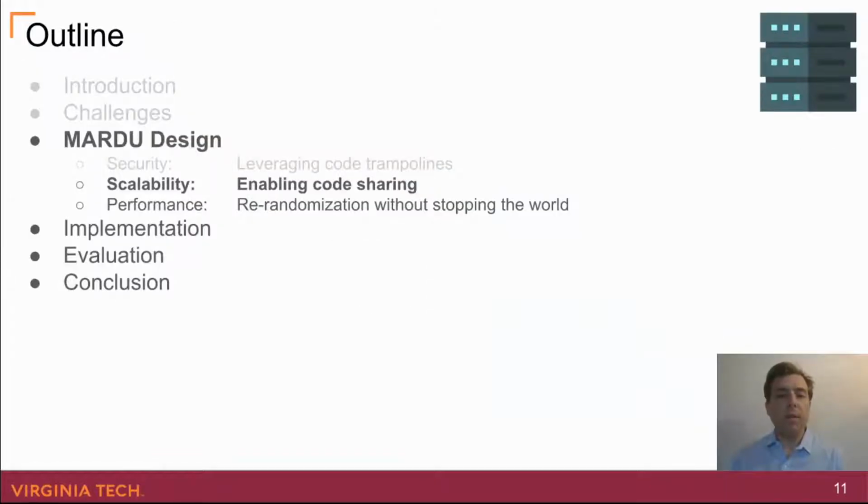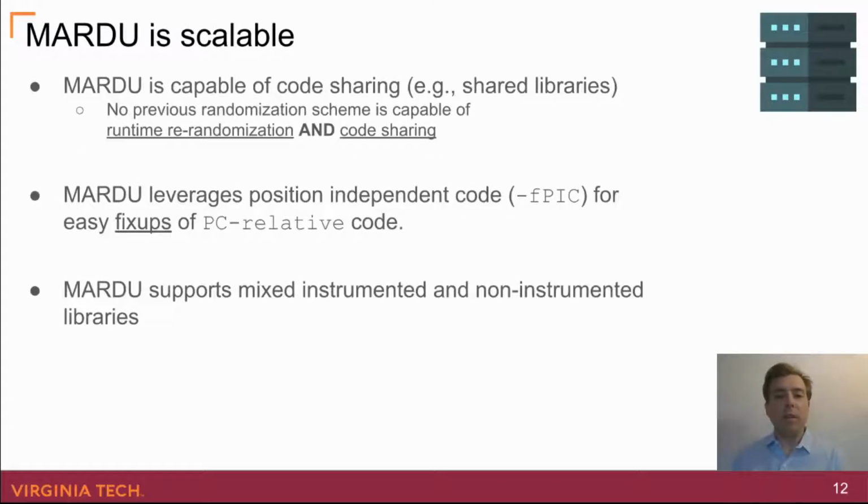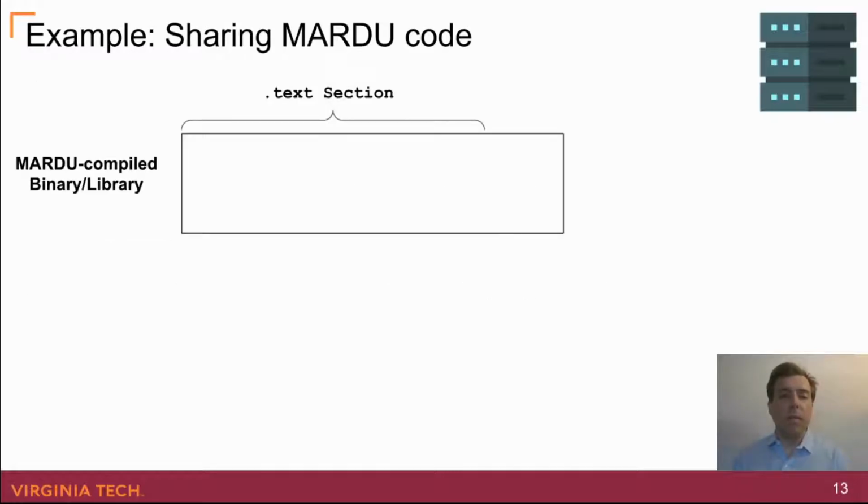So next, we show how MARDU enables scalability by achieving sharing of code among multiple processes. MARDU is the first randomization scheme capable of runtime re-randomization and code sharing. Trampolines are a key design aspect that enables MARDU to have this code sharing. So to explain how MARDU loads and shares code during runtime, let's assume we have a MARDU compiled binary that has the instrumented code and newly generated trampoline code.